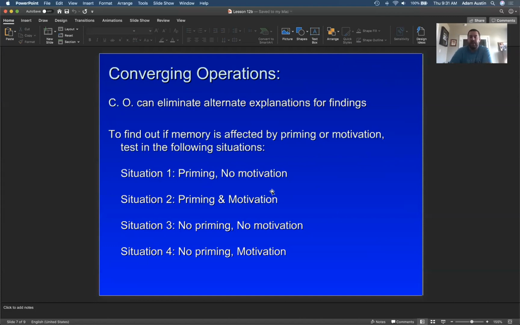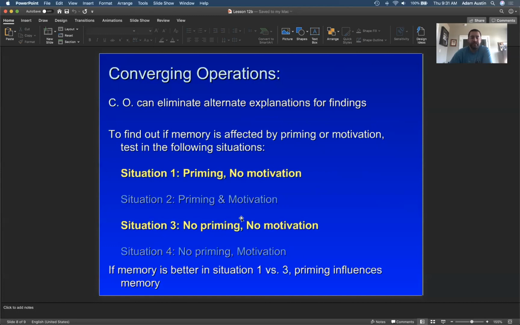And then motivation is obviously motivation to actually change something or to do something. So if you want to see if memory is affected by priming or motivation, you need to set up these different scenarios, see what type of things are going on, and see if we have any converging operations. Situation 1 has priming with no motivation. Situation 3 has no priming and no motivation. If memory is better in situation 1 versus 3, we would be able to say, okay, it looks like priming influences memory. Cool, but we still never actually looked at motivation. Does that actually do anything? Because both conditions did not alter motivation at all.